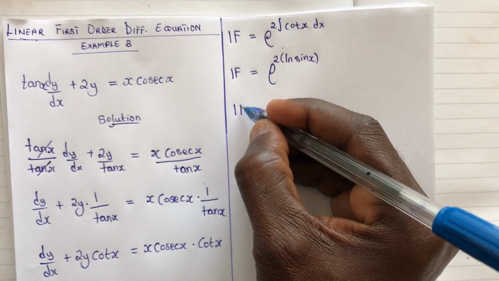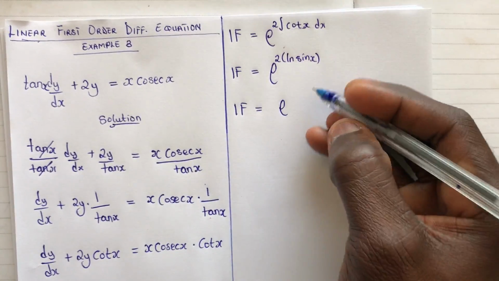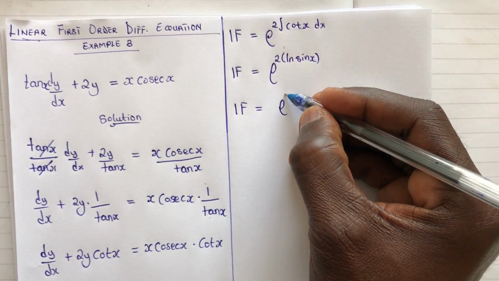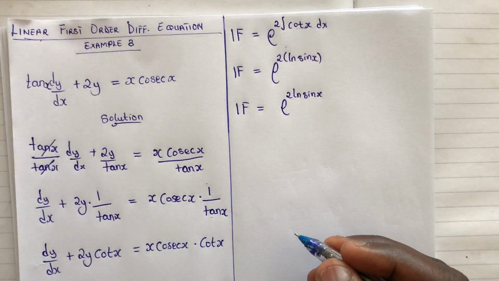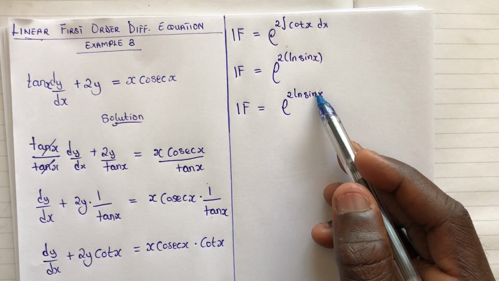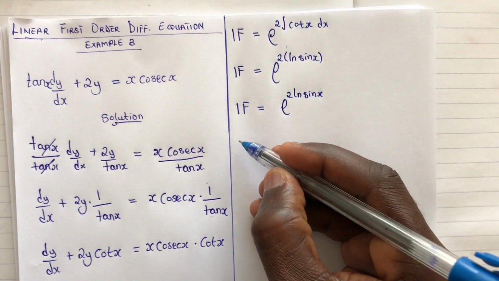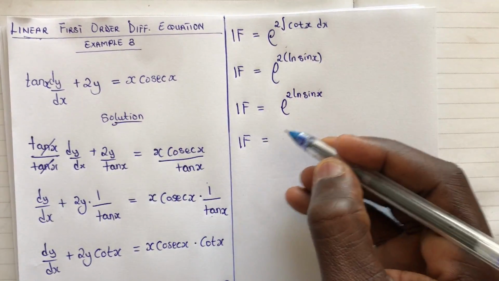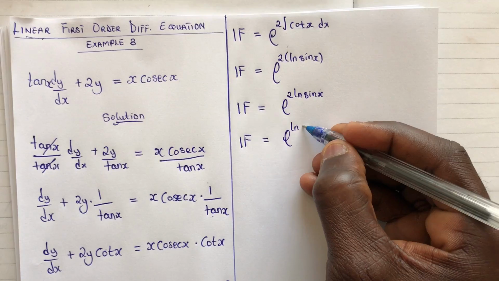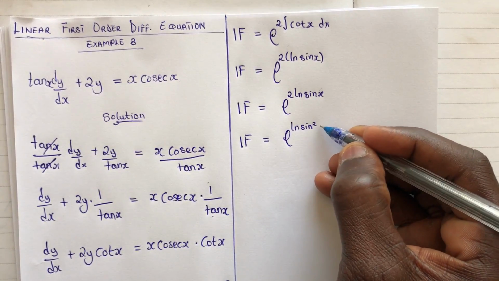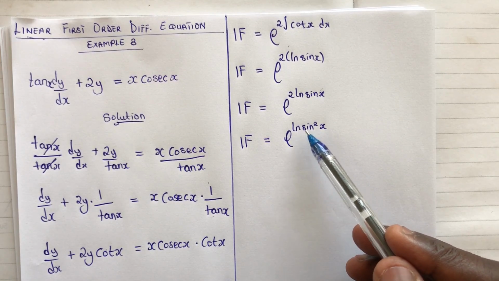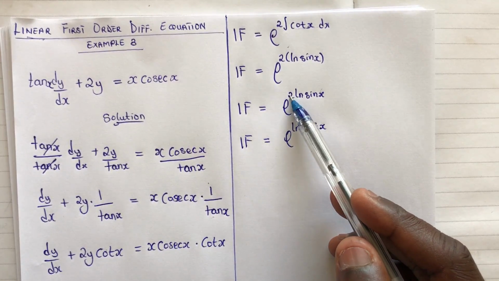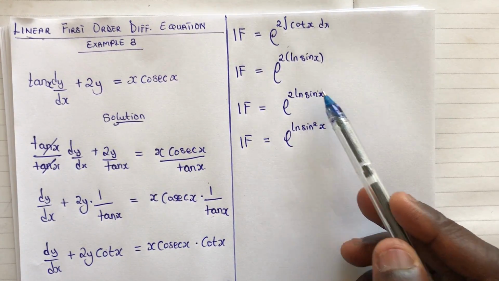This is giving us IF equal to e. Now the 2 can multiply the function, 2 ln sine x. Now this 2 can be raised as a power of the sine. So I can rewrite this as IF equal to e to the power of ln sine squared x. This is similar to what we do in logarithm. So like we do in logarithm, we pick it here and we raise it as a power, it's a rule.